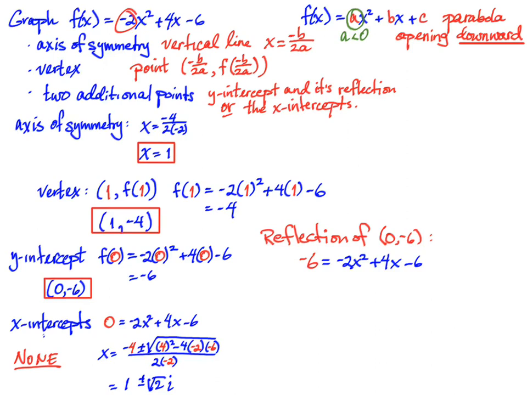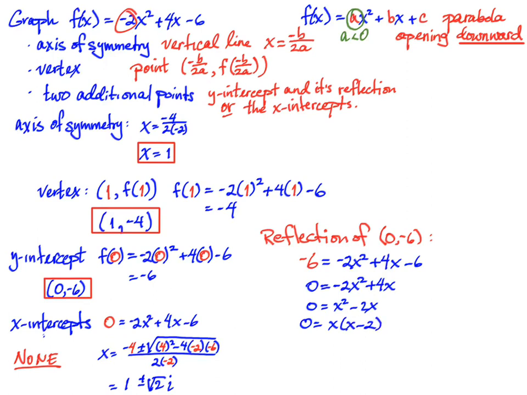So we're going to find all the points that have the y-coordinate -6. We already have one of them, the y-intercept. Let's see if we find any more. So we set y equal to -6 and solve for x. Adding 6 to both sides, I just get 0 equals -2x squared plus 4x. Then if I divide both sides by -2, just to simplify, I get 0 equals x squared minus 2x. That can be factored. So I get x times (x minus 2).